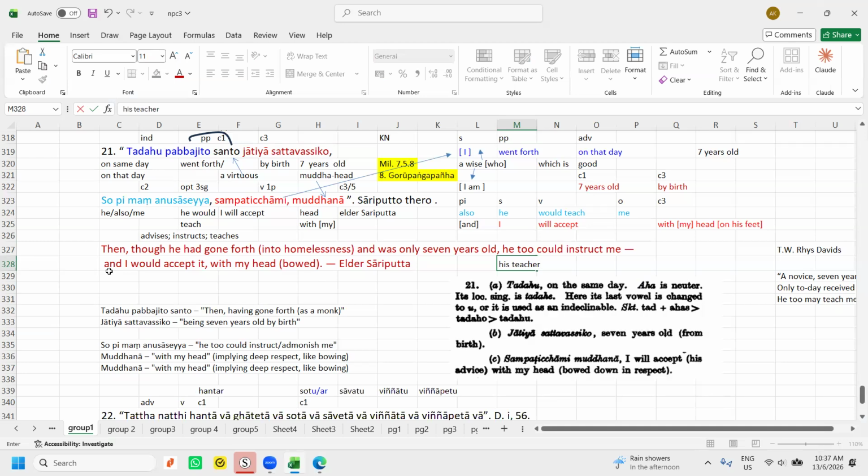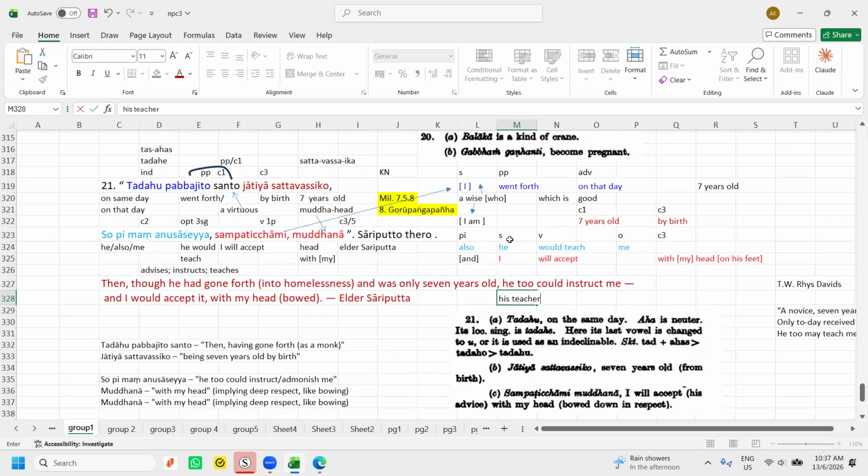Following is not so difficult, but the translation I choose to put like that is a lot easier, rather than put it as wise, because you just went forth. Are you wise or not? I'm not too sure.